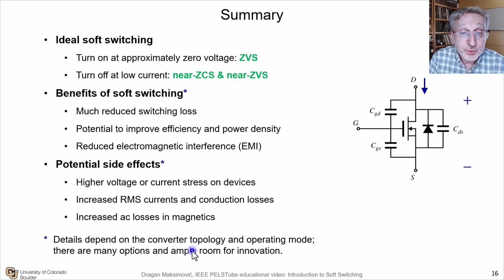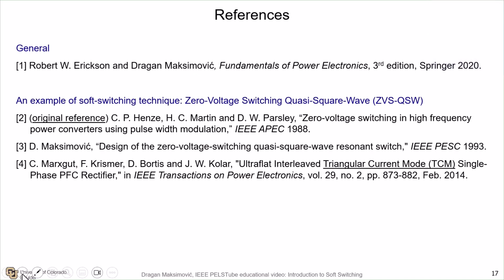These benefits and potential side effects depend on the converter topology and operating mode. They differ between the different options we have available. There are many options, and there is ample room for innovation in the area of soft switching converters. Finally, just to mention a few references, a general reference for the switching mechanisms, we have our textbook. And then on this particular method of soft switching that's referred to as zero voltage switching quasi-square wave mode of operation, I have the original reference that comes from APEC 1988.